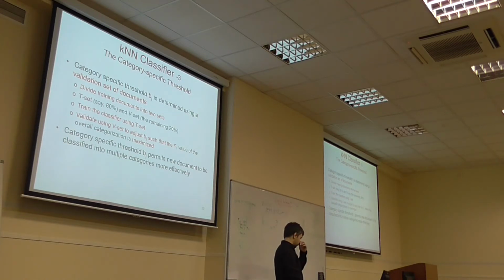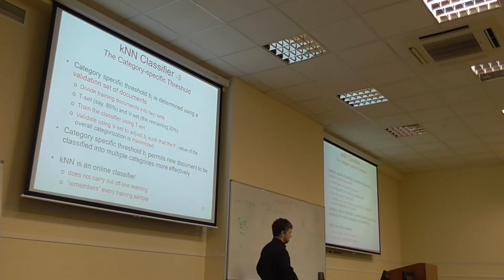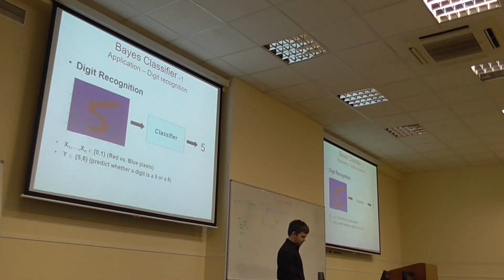So this threshold permits a new document to be classified in multiple categories more efficiently. And it doesn't carry offline training in a simple version. It doesn't carry any offline training. And yeah, in a simple way, I guess it's linear, so we should go through all the documents we have and compute the similarity. Only this way can we select those that are nearest. Otherwise, yeah, otherwise it won't work.